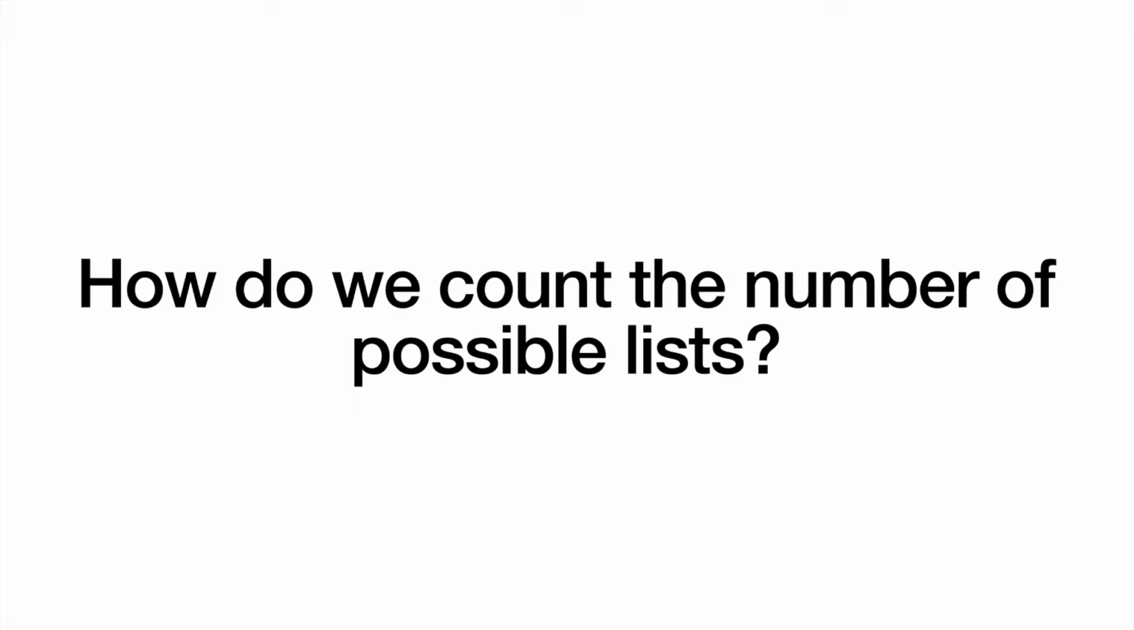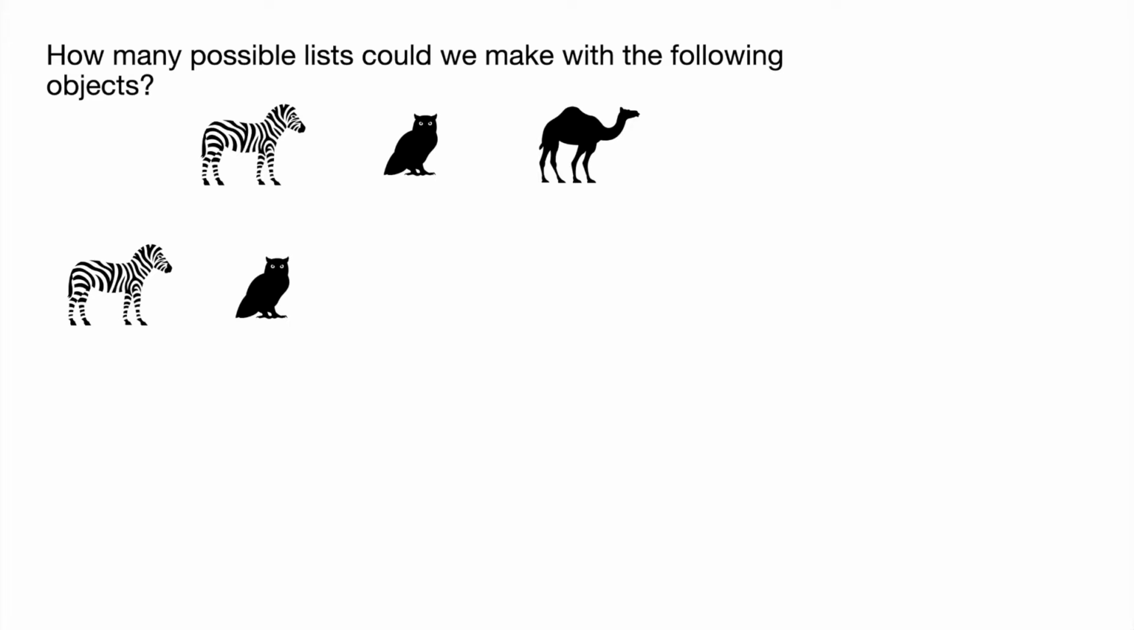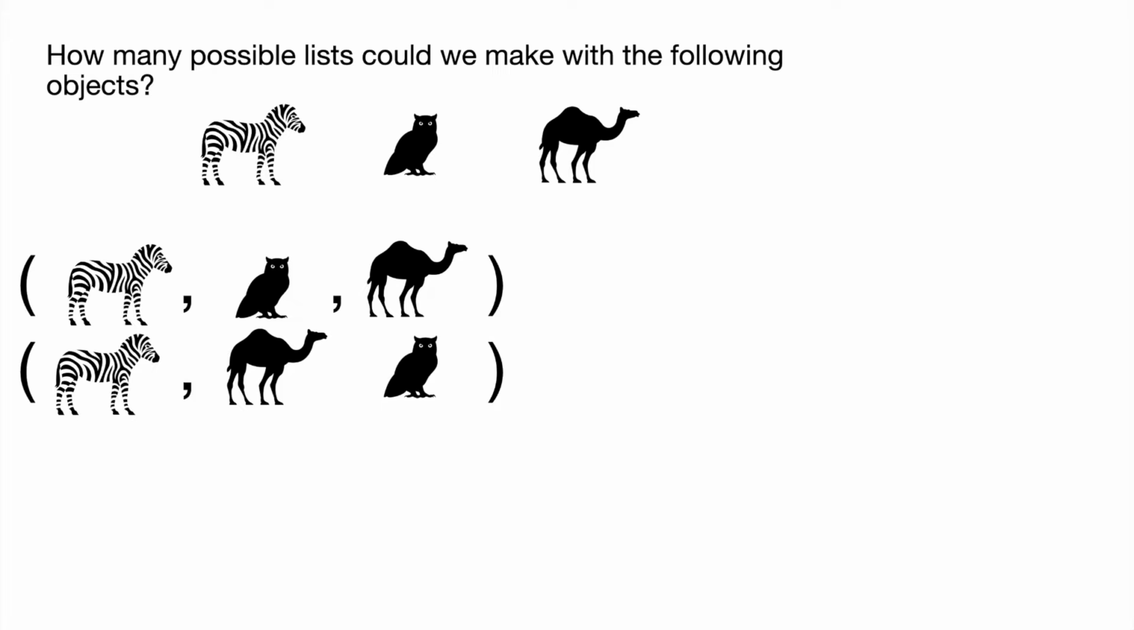Lesson 1.2, Product Rule. The goal is to answer the question, how do we count the number of possible lists? Let's begin with an example. How many possible lists could we make with the following objects? Zebra, owl, and camel. We will list these out by hand while trying to employ a sort of systematic approach.